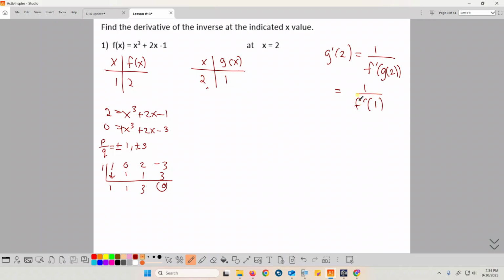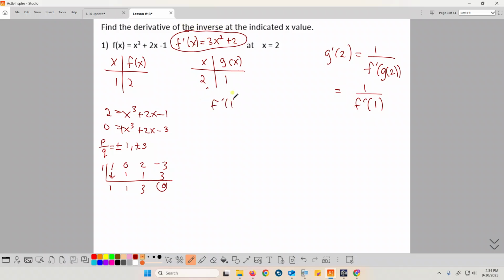Okay, so that means that now I need to take the derivative of this f function and plug in 1. So let's do that. Let's take the derivative. That's f prime of x, right? And that's going to be 3x squared plus 2. And now, if that's my derivative, all I got to do now is basically plug in 1.